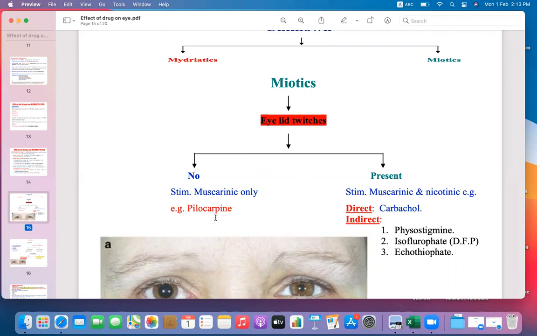What is the explanation? Carbachol acts on muscarinic and nicotinic receptors. Muscarinic receptor activation causes meiosis, and nicotinic receptor activation causes eyelid twitches to be present. While pilocarpine acts only on the muscarinic receptor and only causes meiosis, eyelid twitches are absent because it does not act on the nicotinic receptor.